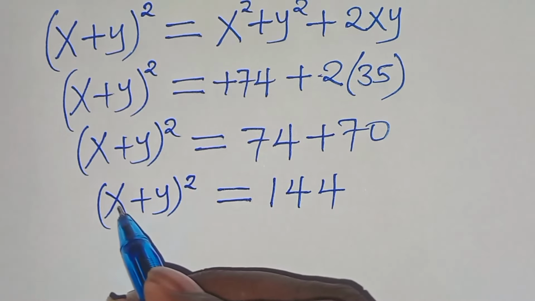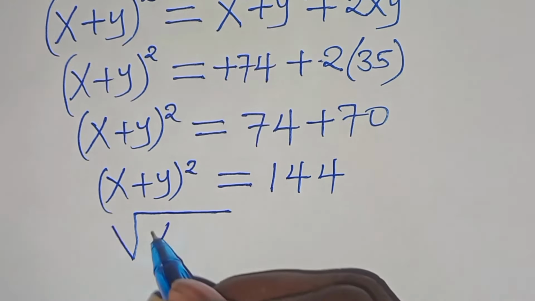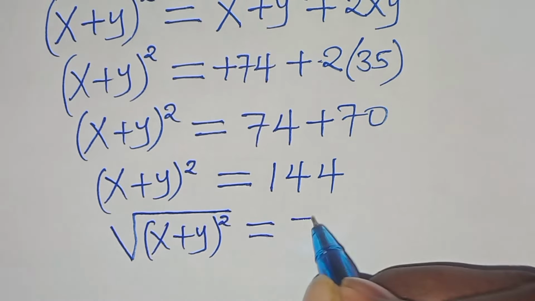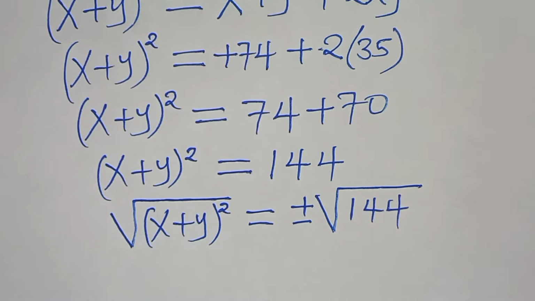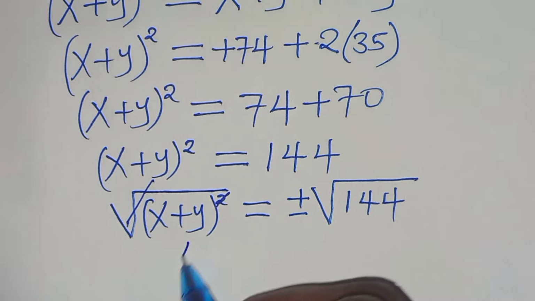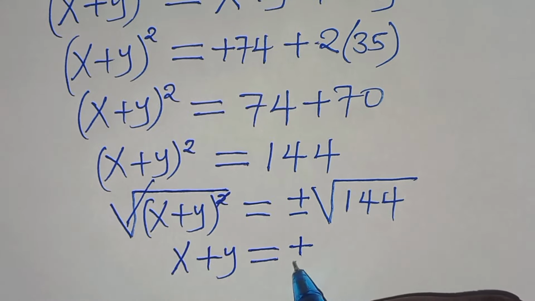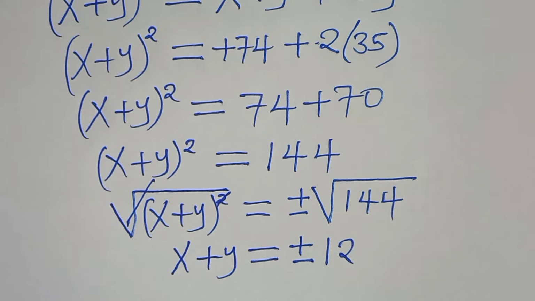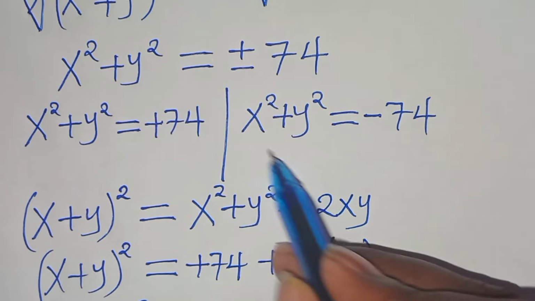And therefore, we have to solve for x plus y. We introduce square root on both sides. So we have the square root of (x plus y) raised to the power of 2 equal to plus or minus the square root of 144. So we eliminate the square root sign here so that we have x plus y equal to plus or minus the square root of 144, which is equal to 12. So let's solve for x plus y on this side here.